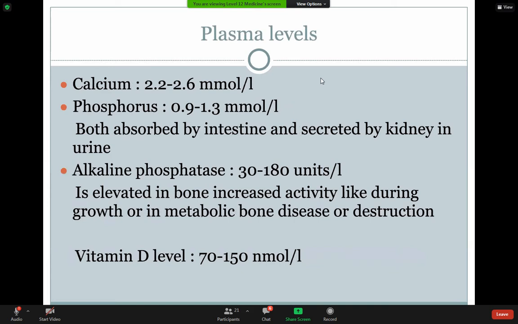Plasma levels of some minerals. Calcium, normal is 2.2 to 2.6 millimoles per liter. Phosphorus, 0.9 to 1.3. Both are absorbed by the intestine and secreted by the kidney and urine. Alkaline phosphatase is usually 30 to 180 units per liter. It is elevated in increased bone activity. So if there's high turnover in the bone, like during growth or in metabolic bone disease or destruction, this level becomes high. Normal vitamin D level is 70 to 150 nanomoles per liter.